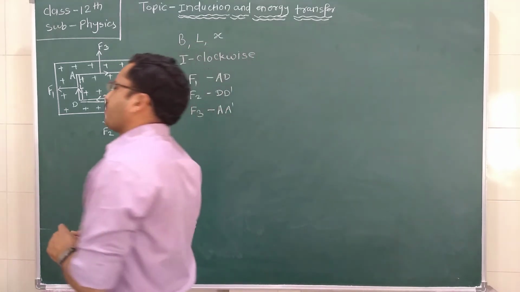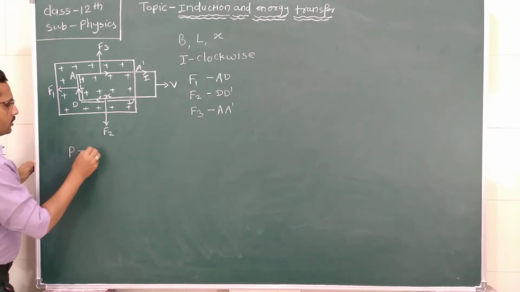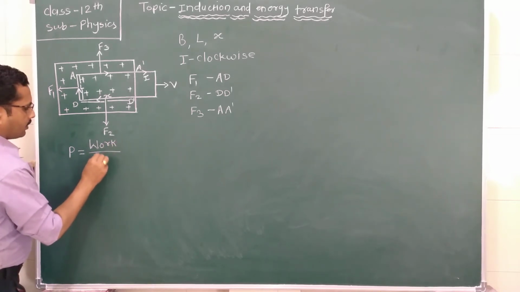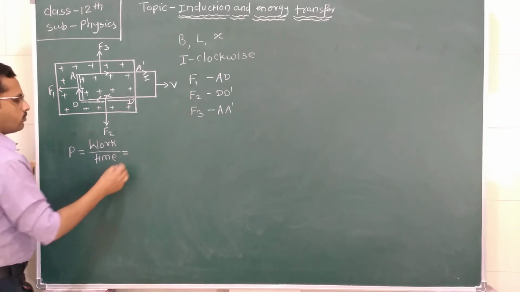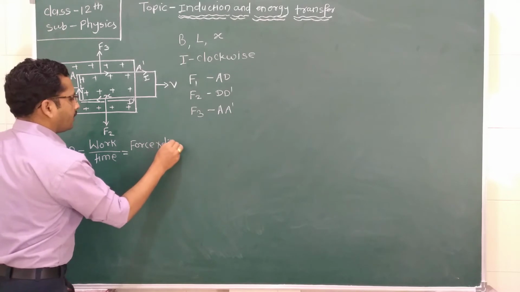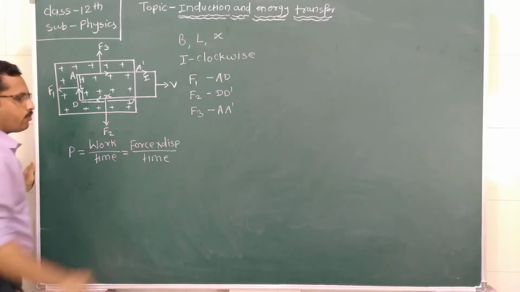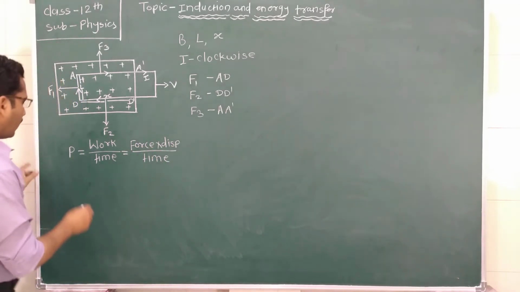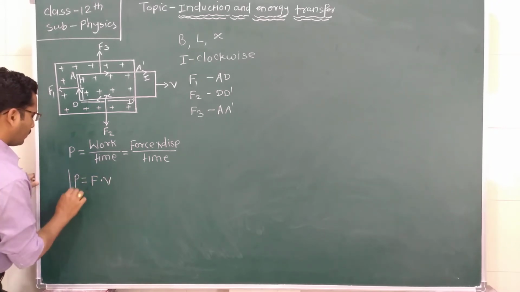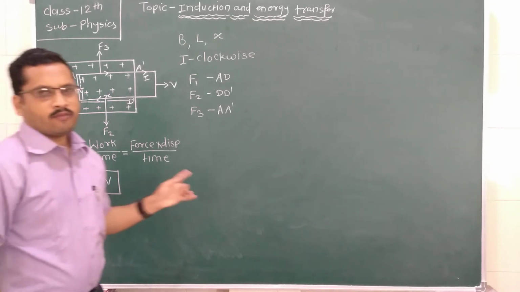Now we know what the power inside the loop is. Power is nothing but work divided by time. Work is force multiplied by displacement, and it is divided by time. But we know that displacement upon time is equal to velocity. So we can write power is equal to force multiplied by velocity. So power in the loop can be represented as force multiplied by velocity.